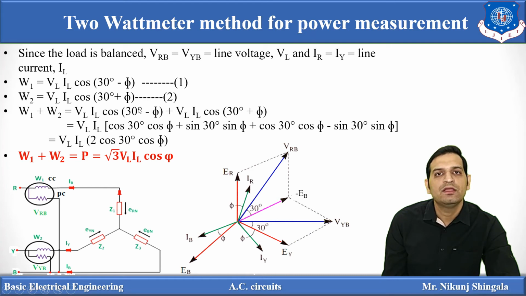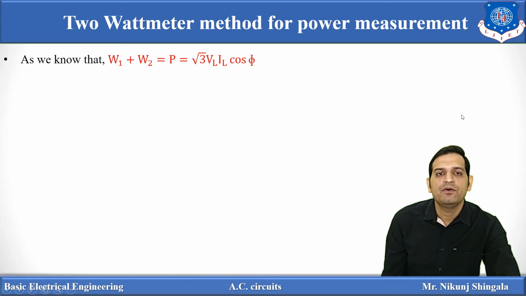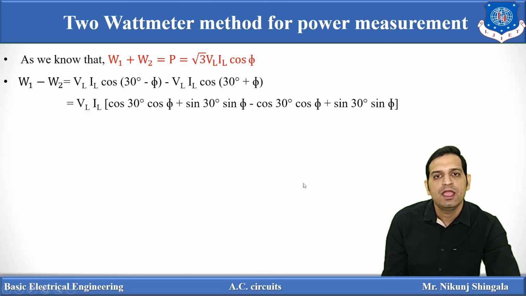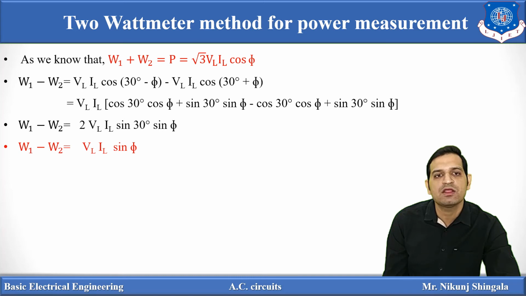So we can say that in a three phase circuit, 2 wattmeters are sufficient to measure the power. Now the total power W1 plus W2 is equal to root 3 VL IL cos phi. Now taking the subtraction of the two readings, W1 minus W2 is VL IL cos(30 minus phi) minus VL IL cos(30 plus phi). And if we solve this, we get W1 minus W2 is equal to 2 VL IL sin 30 sin phi. Putting the value of sin 30, we get W1 minus W2 is equal to VL IL sin phi.